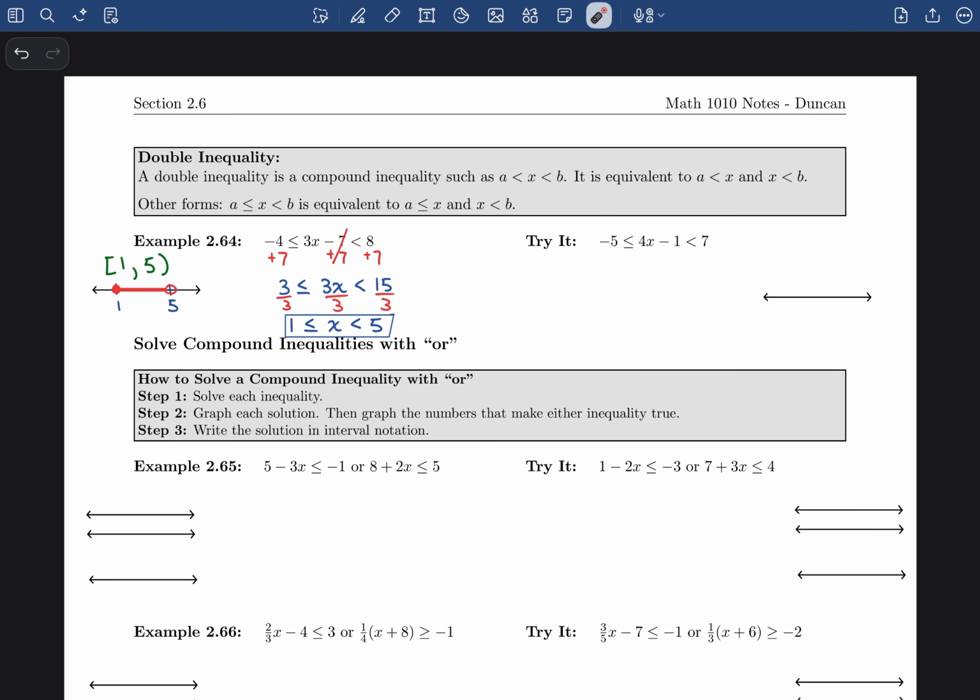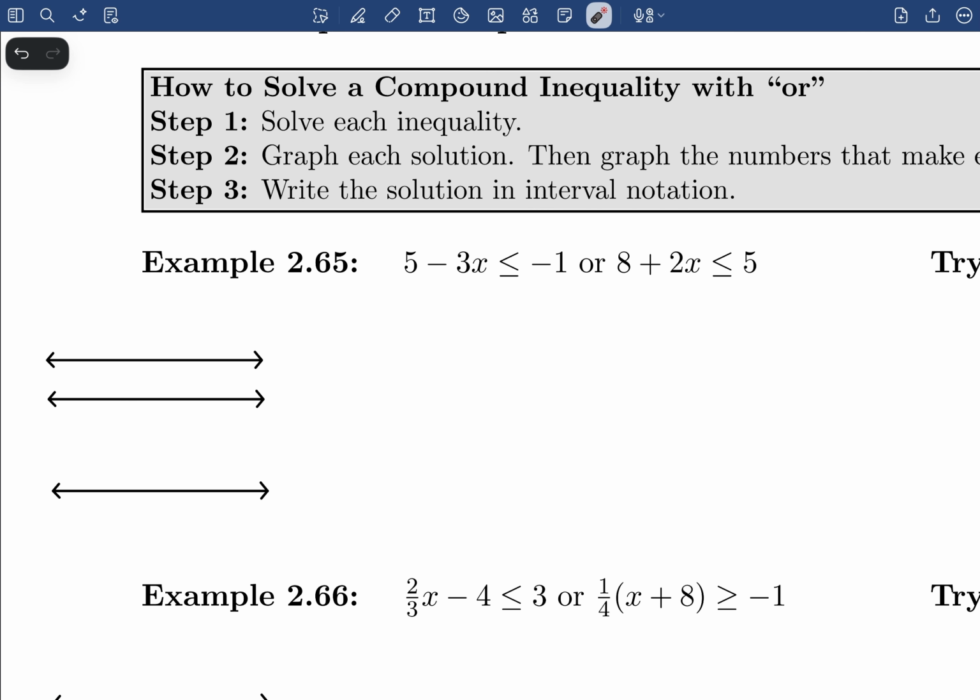So up to this point in our lesson, we have been working with compound inequalities with the word and. Now we're going to switch and solve compound inequalities with the word or. Okay. Step 1, and this is how you do it. Step 1, solve each inequality, just like before. Step 2, graph each solution, just like before, but then graph the numbers that make either inequality true down below. Okay, now step 3, write the solution in interval notation. Let me show you how it all works.